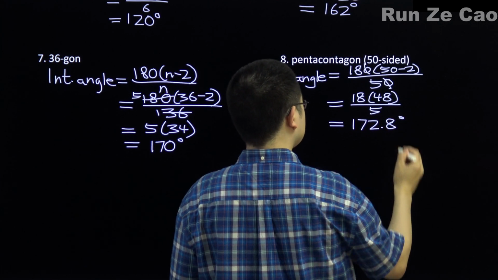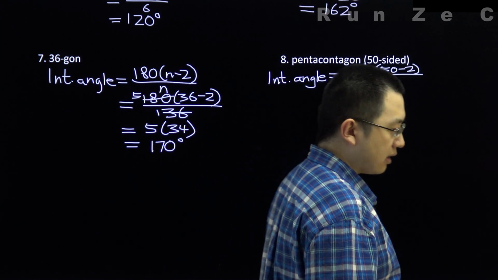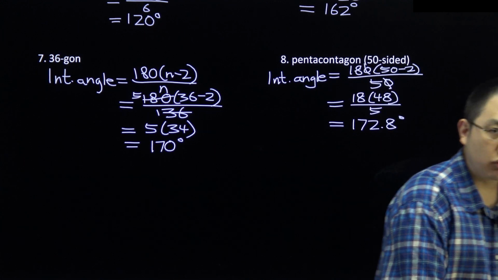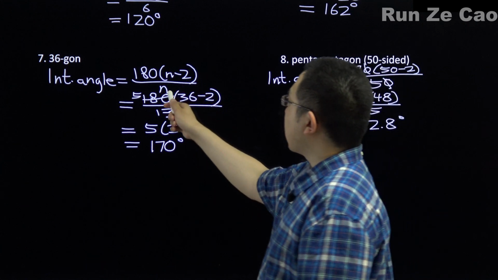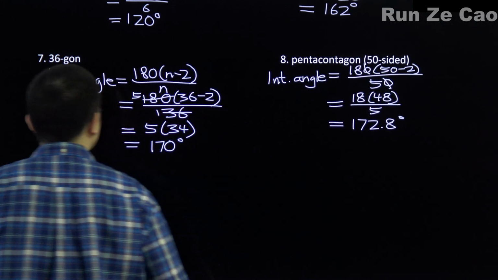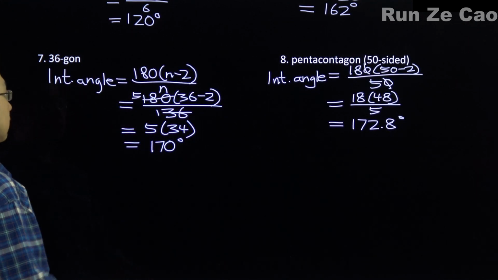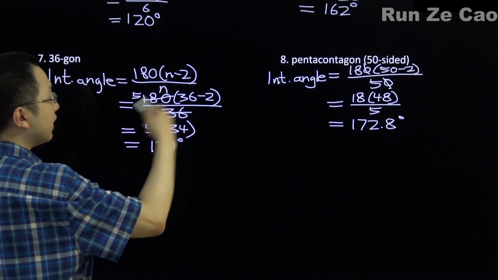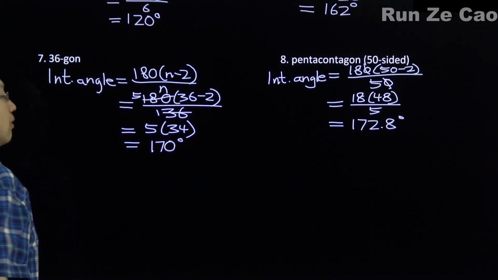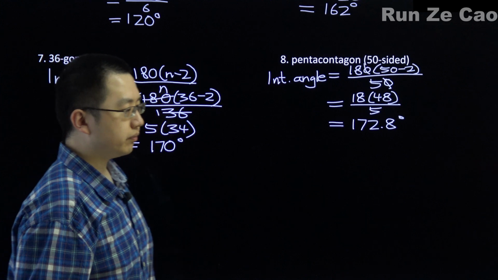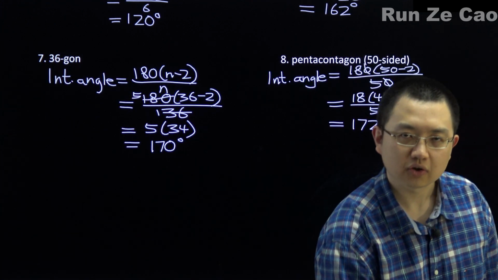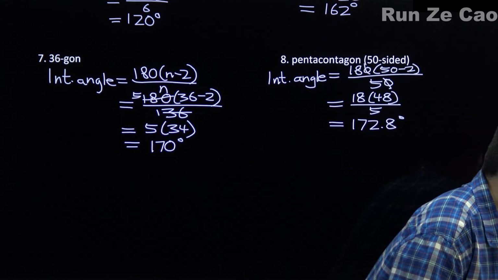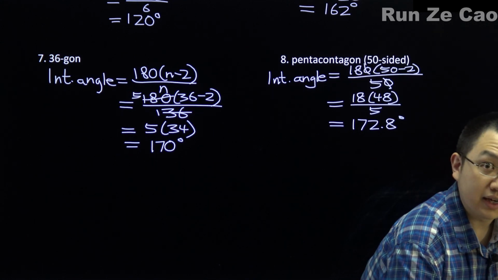172.8 degrees. As you can see, as the number of sides approaches infinity, n minus 2 and n get closer and closer. So it becomes, well, at infinity, in theory, it becomes 1. So in theory, at infinite sides, in other words, you have a circle, you have an interior angle of 180 degrees.